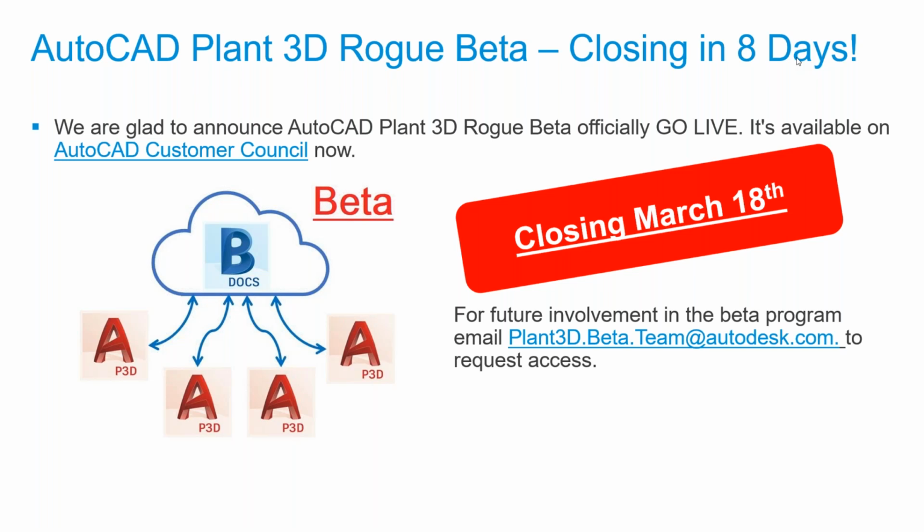And then you write an email to this email address that you see on the slide. Then you get access. You also need at least a trial BIM Docs project, which is the cloud hub, as a basis for your collaboration project.